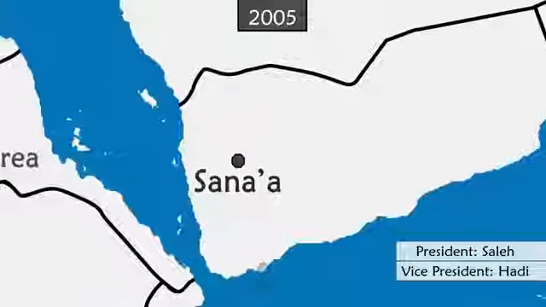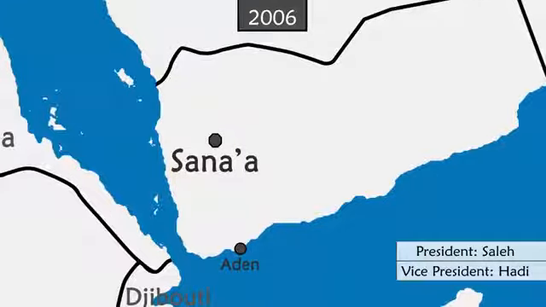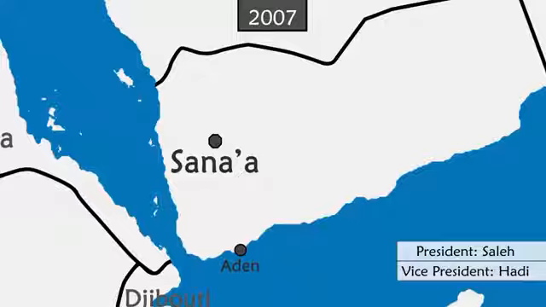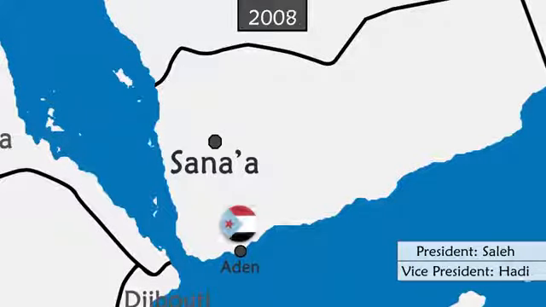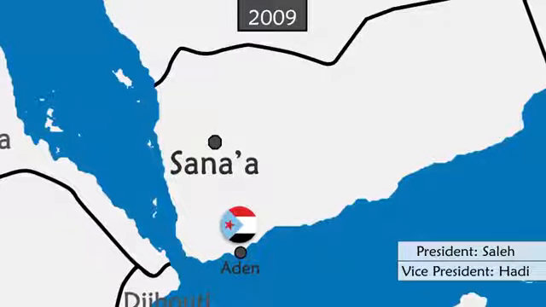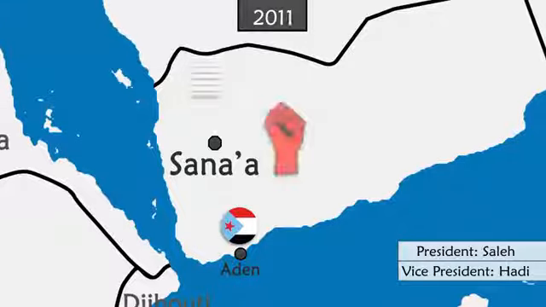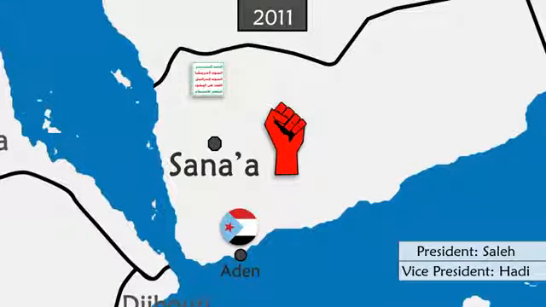In the south, there is continued frustration caused by Yemen's reunification. In 2007 enters the Southern Movement, a separatist political group which participates in the Yemeni revolution in 2011.